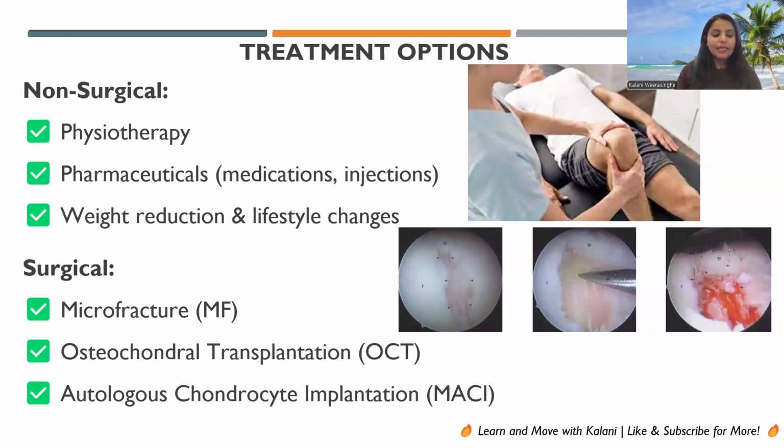Cartilage injuries can be managed through both non-surgical and surgical approaches. Non-surgical treatments include physiotherapy, pharmaceuticals, weight reduction, and activity modification, while surgical options include microfracture, osteochondral transplantation, and autologous chondrocyte implantation.